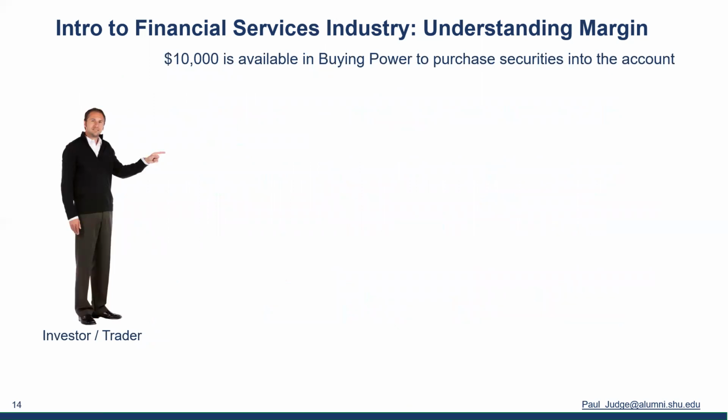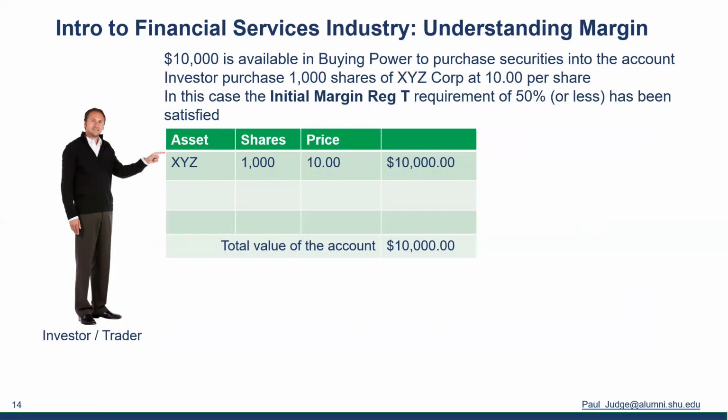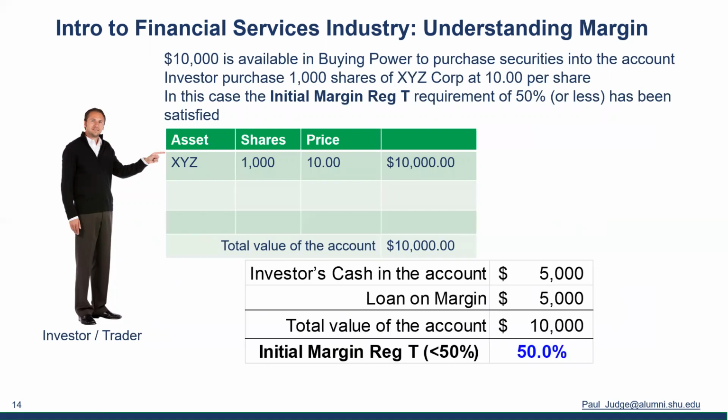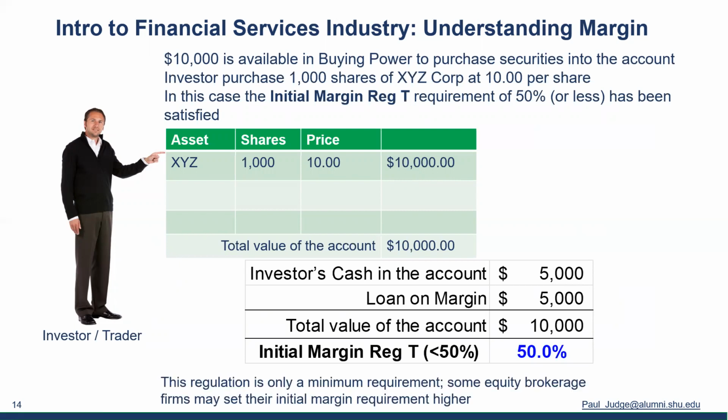So let's say we had $10,000 of buying power available in this account. And that was the initial purchase. We bought 1,000 shares of XYZ Corp at $10 a share. That was the initial investment, right? Total value was $10,000. It meets the 50% rule. You're all set. This is all valid for the initial margin, right? Now, we also commented some brokerage firms can set higher than 50% requirement, but let's just say the minimum requirement is 50%.